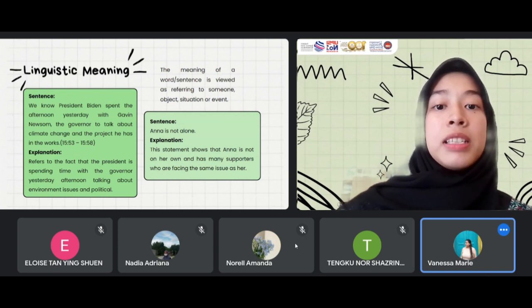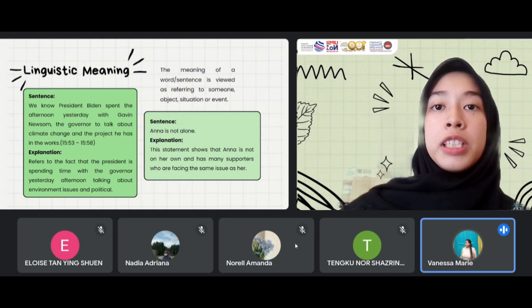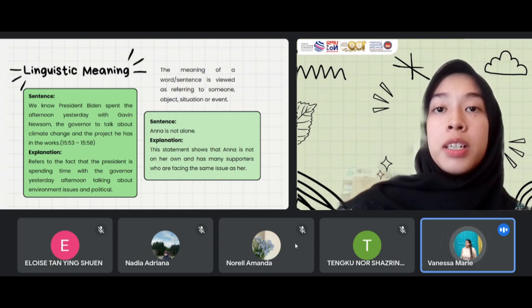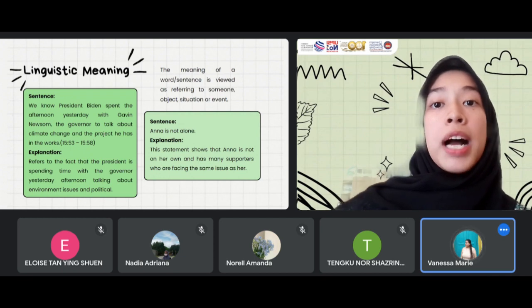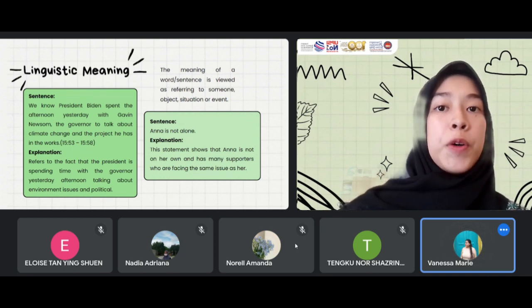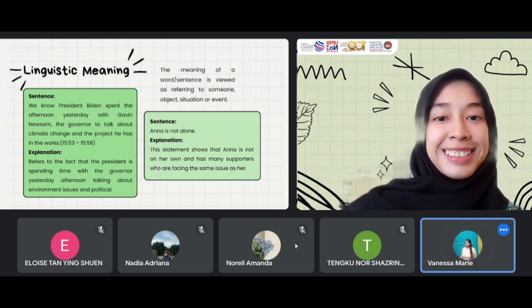Next, the sentence taken from the poster is "Anna is not alone." This sentence refers to the situation that shows Anna is not on her own and has many supporters who are facing the same issue as her.